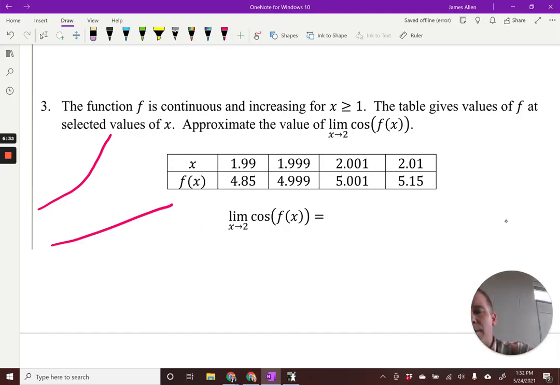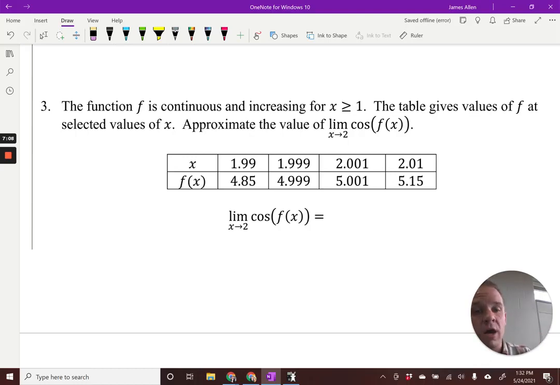Okay? Now, why is that important here? Well, that would tell me that between these two values here, it's always going to be more. It's never going to dip down, right? I'm not going to get 4.84. So it does tell me a bit about that. As I continue through, anything greater than x is greater than or equal to 1 is going to give me an increasing value. I'm always going to go up. Okay, enough with that. Now, the table gives values of f at selected values of x.